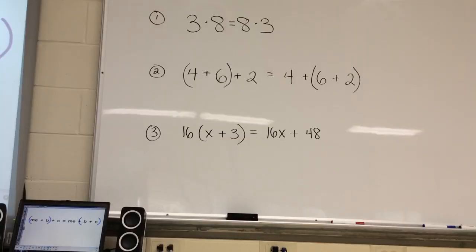Here's examples of all three. Which of these is what property? We're gonna move on to equality.